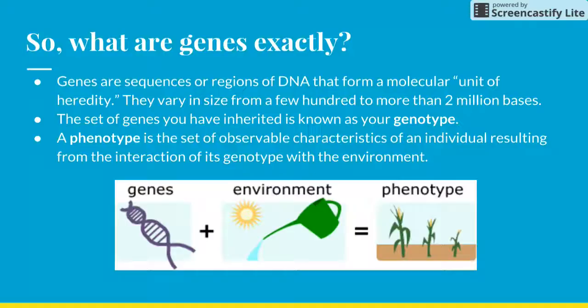We've all heard the term genes before, but what exactly are they? Genes are sequences or regions of DNA that form a molecular unit of heredity. They vary in size from a few hundred to more than 2 million bases. The set of genes you've inherited is known as your genotype. A phenotype is a set of observable characteristics of an individual resulting from the interaction of its genotype with the environment. So your genotype is your genetic code, something you can't see, but your phenotype is observable characteristics, something you can see.